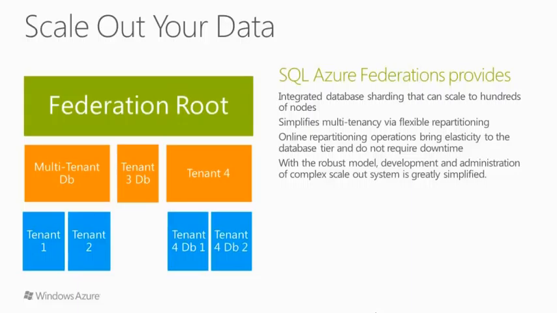We can do this through online partitioning operations, which brings elasticity to the data tier and does not require downtime. So the whole goal is that I can repartition to multiple nodes without any database downtime. It happens behind the scenes very quickly, all said and done, and I get that scale out without taking the database down. Now, with this robust model, development and administration of complex scale-out systems is greatly simplified, and there are ways to do that through the Windows Azure SQL Azure Management Portal.